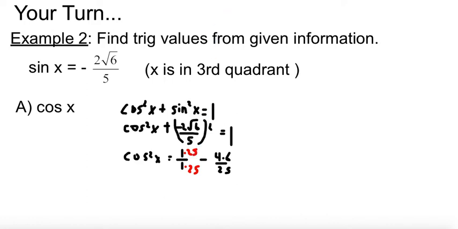Alright, so hopefully you can see 25 minus 24 up there is 1, and down here is 25. That is what cosine squared is equal to. So now to get rid of that squared, what do we have to do? Take the wonderful square root of both sides. So let's do that.